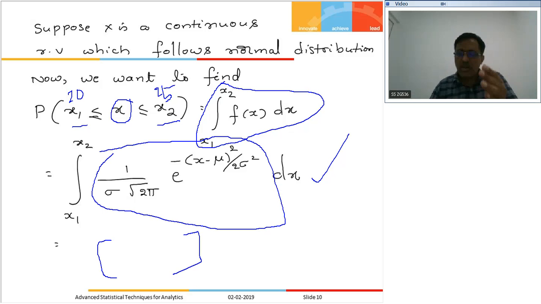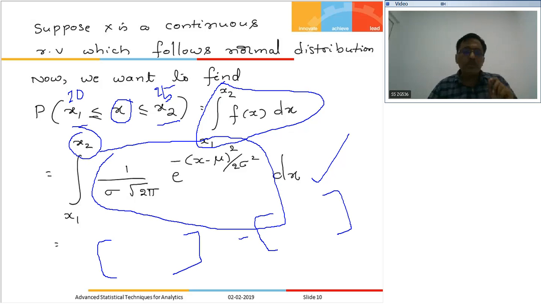Like x power n integration is x power n plus 1 by n plus 1. Integration is over, right? X cubed by 3. After that, what we do? We substitute the upper limit here, minus, again we substitute the lower limit here. If you remember, this is what we tried. Whenever integration is there with limits, this is the procedure.